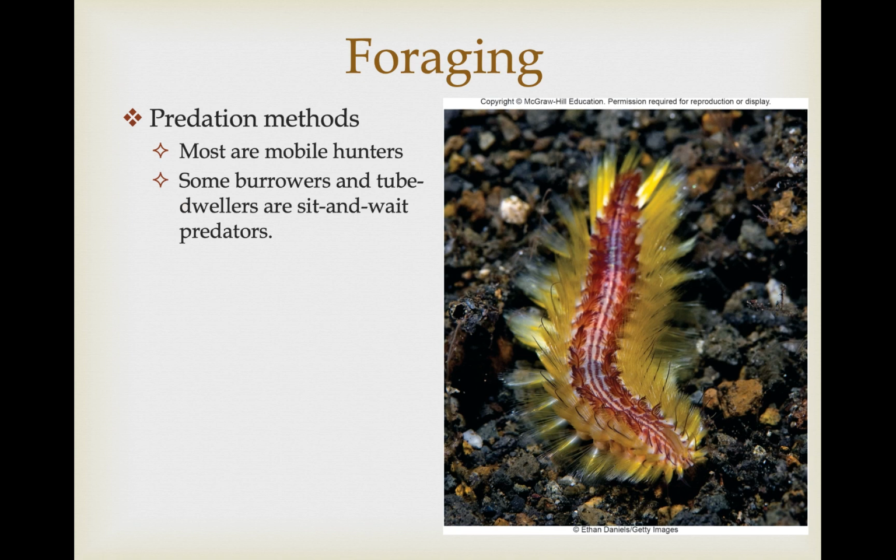As far as predation methods, most of them are pretty mobile hunters, so they're errant again. They're crawling around looking for prey. However, some of the burrowers and some of the tube dwellers are basically hiding out in their burrows with their jaws ready to snap forward if they sense that prey is nearby, so they're sit-and-wait predators.